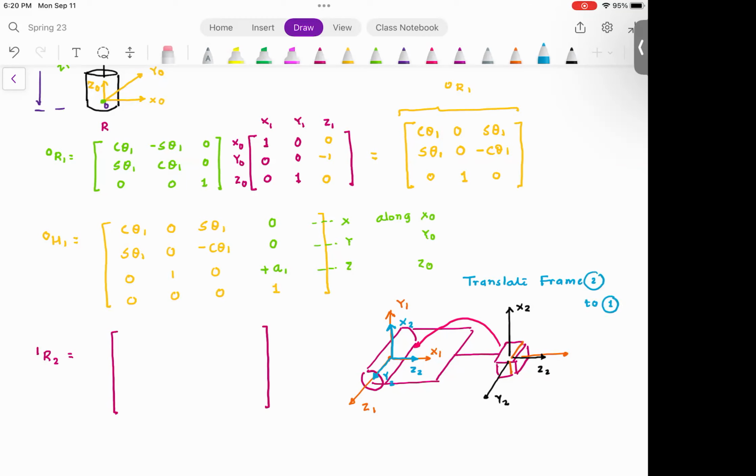Now understand, as soon as I translate the frame, my four rules are satisfied. Because check this out. My z2 is going through the joint axis. My x2 is perpendicular to z1, intersecting with z1. X2 is perpendicular to z2, which means, again, right-hand triangle. So all four rules are satisfied as long as I'm okay with translating this frame. Everyone understood this? Why did I translate the frame? To satisfy the rules.